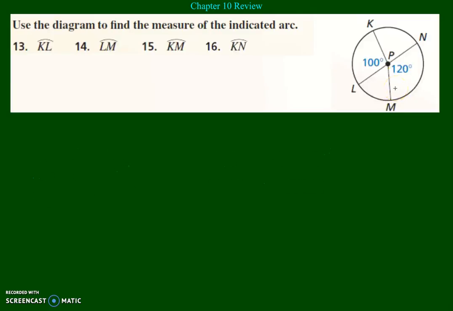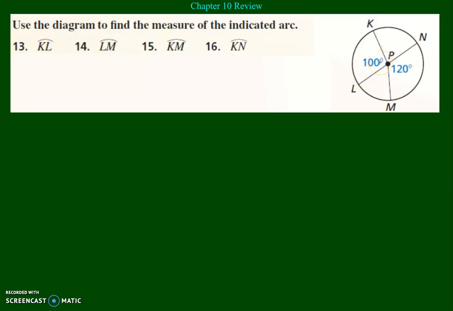In this set of problems, we're given a circle and we're given two central angles, and we're asked to use the diagram to find the measure of the indicated arcs. Now, my suggestion would be to just fill in all the information you can find out before you answer the questions. Makes it a lot easier sometimes. So if we take a look at this, we can clearly see that LN is a diameter. If LN is a diameter, then LKN is a semicircle.